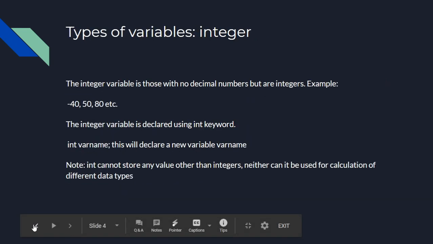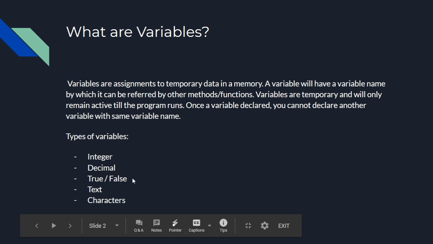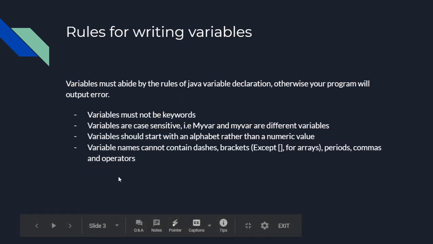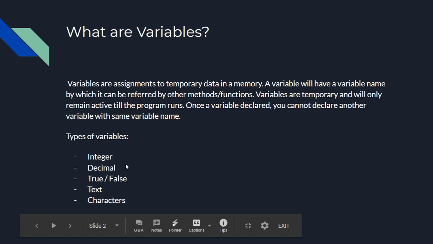Let's go to our next slide. The next variable type we are going to face is true false. Actually there is one more, that is null, means nothing, neutral.